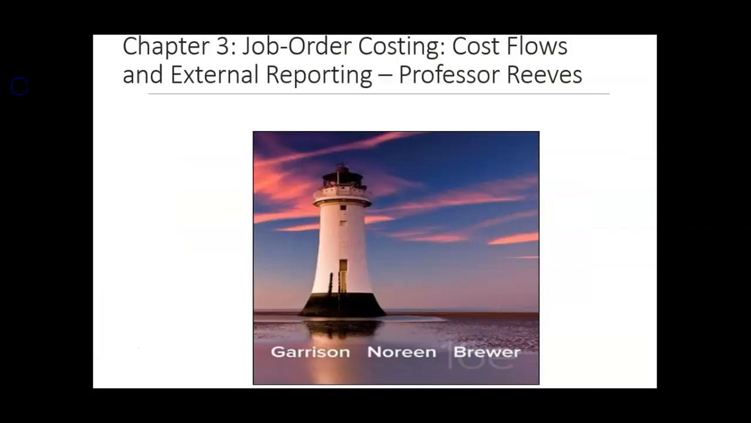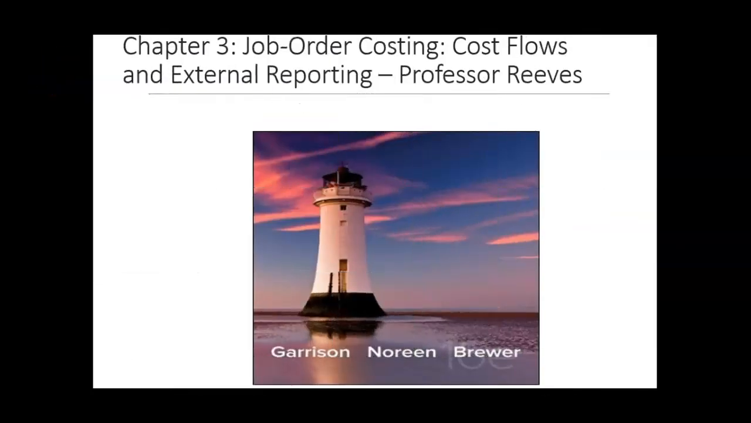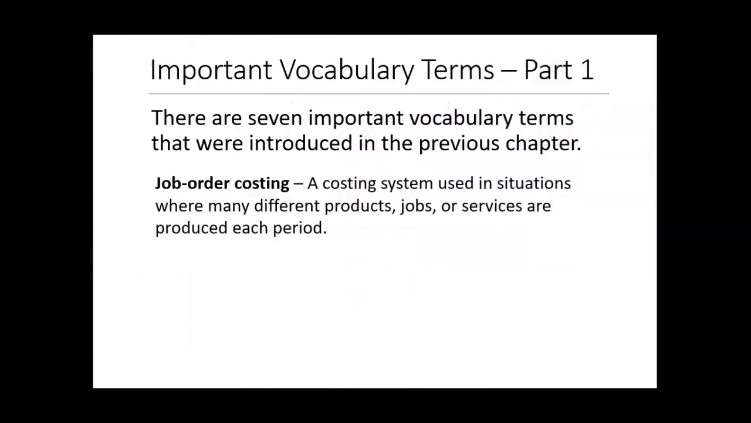Chapter 3, we're focused on a job order cost flow system, but we're going to look more at the external reporting for a job order costing system. So we have vocabulary that was covered back in Chapter 2, but it is also relevant for Chapter 3.